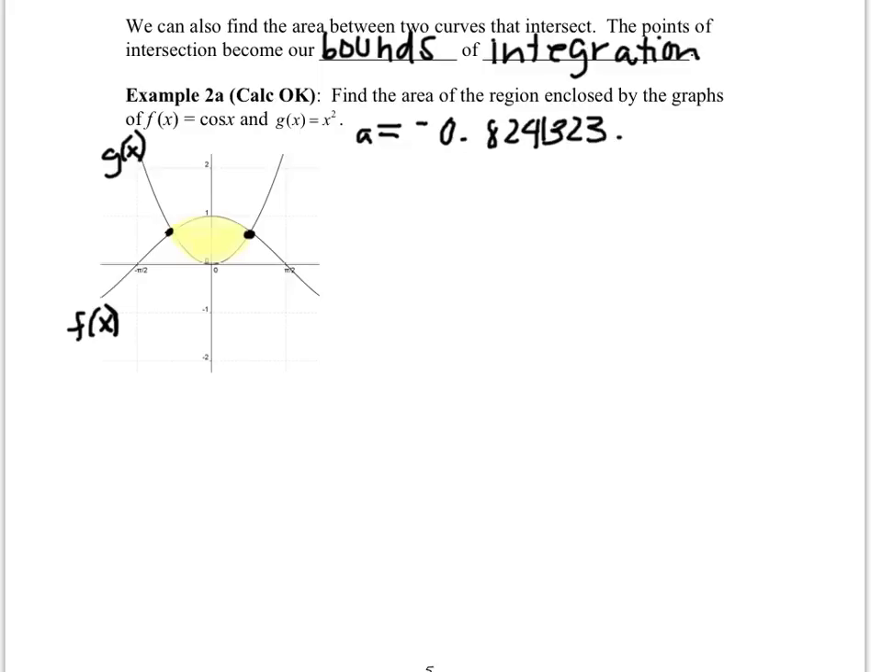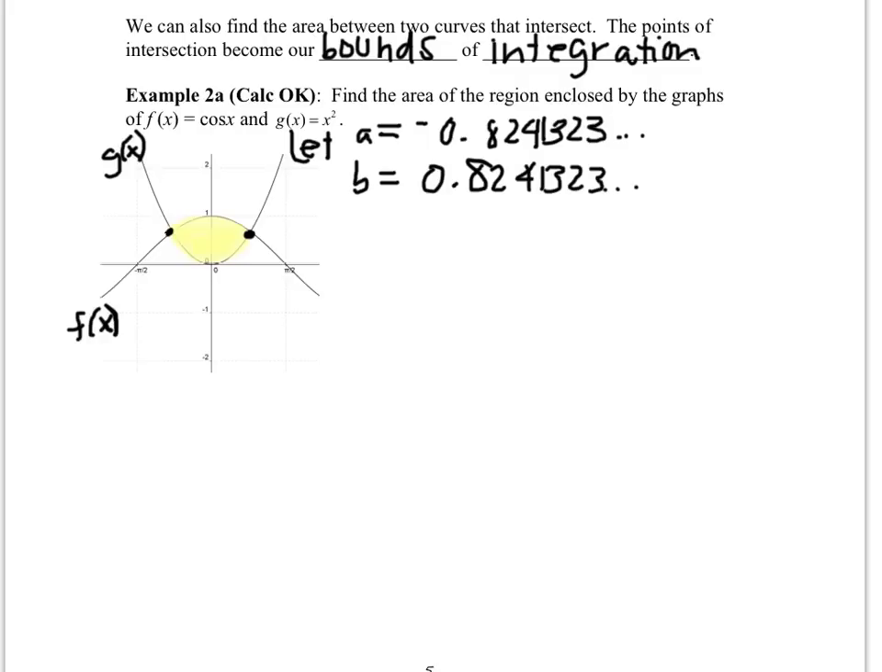I'm getting an A value of negative 0.8241323, etc. And because both of these functions are even, it's going to be symmetric, so my B bounds. Oh, and by the way, let's let A equal that and let B equal that, and you'll see the beauty of that in just a second. 0.8241323, etc. All right, so that's step 2.